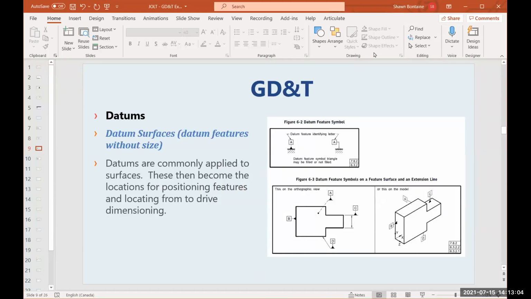When we take a look at the actual datums themselves, they're identified through a datum identifying letter. So the letters of the alphabet, A, B, C, D, etc. There are 3 that are avoided in GD&T, but other than that, the rest of the actual alphabet is good.